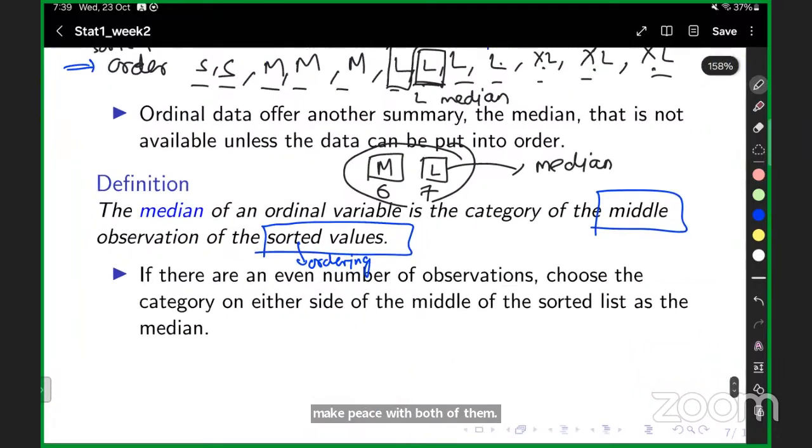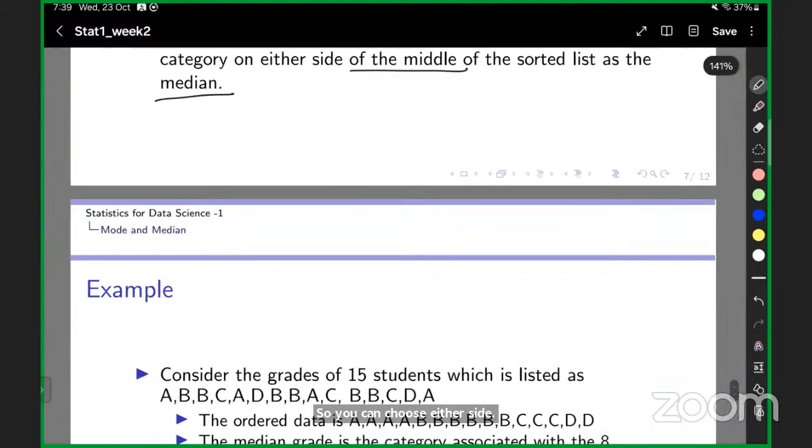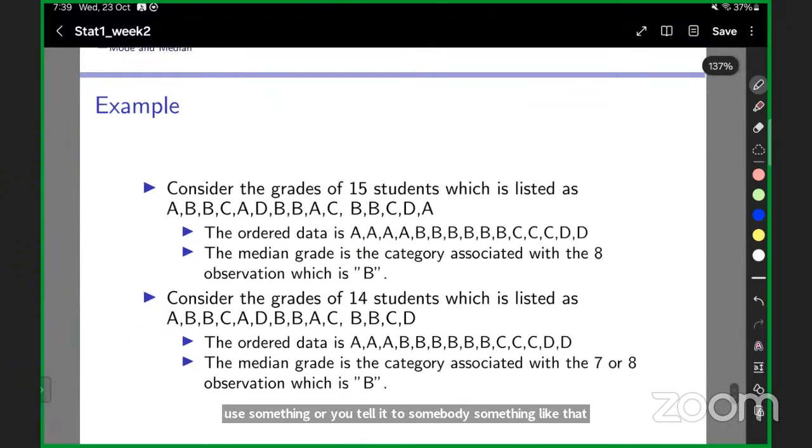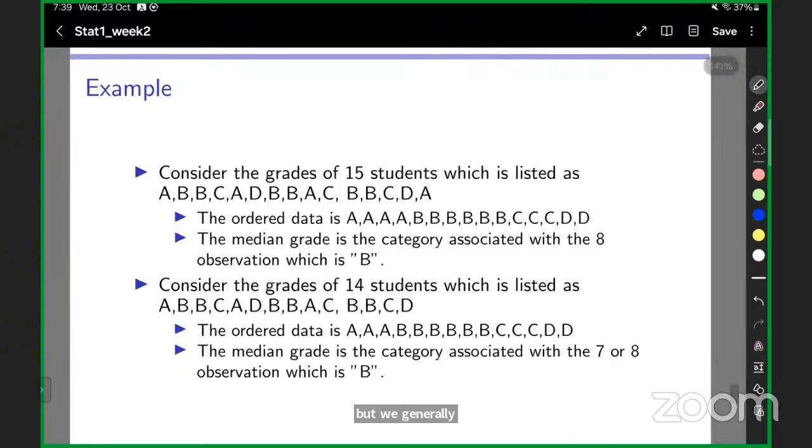So if there is an even number of observations, choose a category on either side of the middle of the sorted list as median. You can choose either side, but both of them are median. You can choose whatever you like when you use it or tell it to somebody. But generally, while studying, we say that both of them are median.